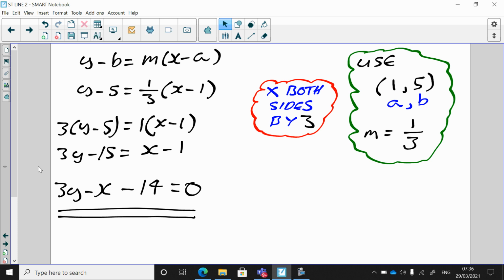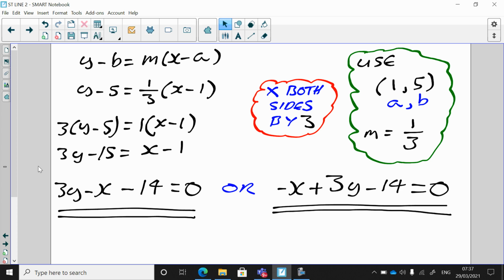If you want to have a positive term on the left, that's fine. If you want to have the x on the left hand side so that it reflects the format ax plus by plus c equals 0, that's also fine. Okay, as long as we don't have any fractions and they're both equal to 0, they are equivalent. So that's our answer in general form there.